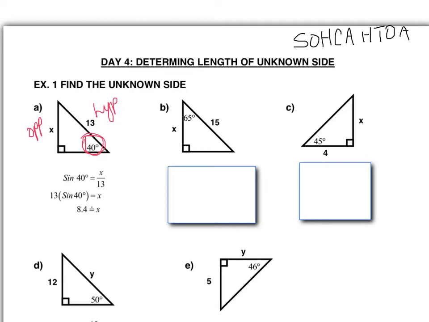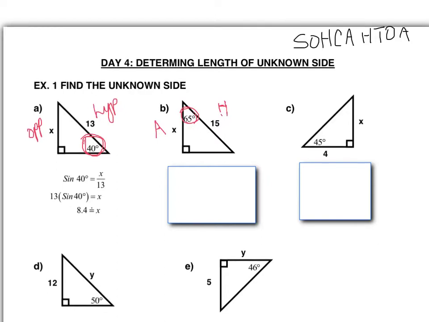Let's move to the next one. So our next one, you circle the angle. They gave us 65 degrees, so we circle it. And you label your sides. Again, I always like to start with my hypotenuse. And then my x value is opposite. It's adjacent. And they didn't give me the opposite side, which is right here. And they didn't ask me to find it, so I'm not going to label it.